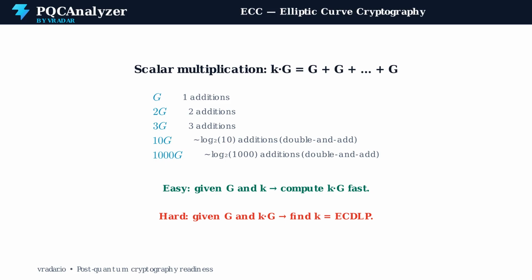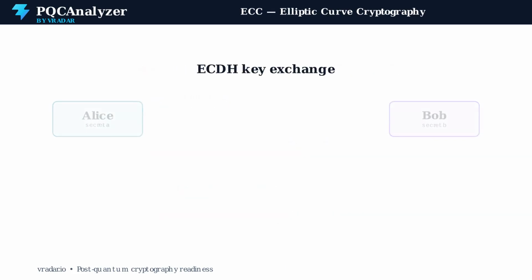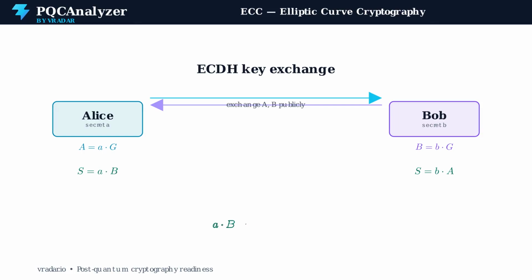Given G and k, computing kG is easy. Given G and kG, recovering k is extremely hard. This is the elliptic curve discrete log problem, ECDLP. ECDH key exchange depends entirely on ECDLP hardness.